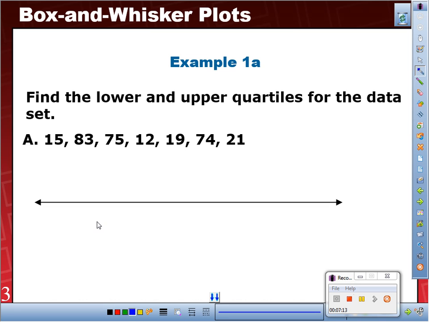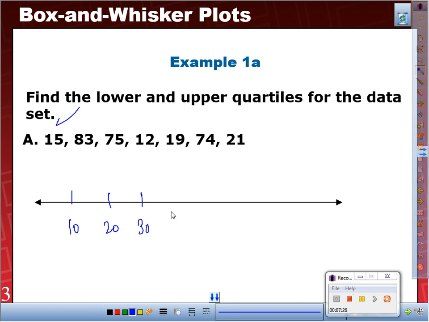So let's start with this one, 15. Shall we space this out by 5s or 10s? 10, 20, 30, 40, 50, 60, 70, 80, 90, 100. All right, so let's start with this one. Where could we plot 15? Between 10 and 20, so this would be about right there. Okay, so we're done with 15.